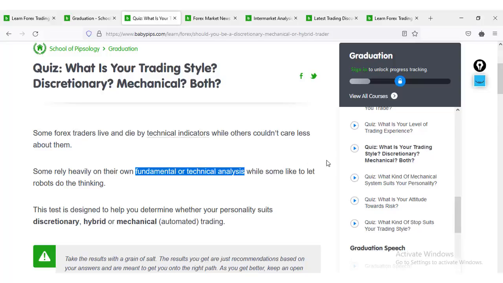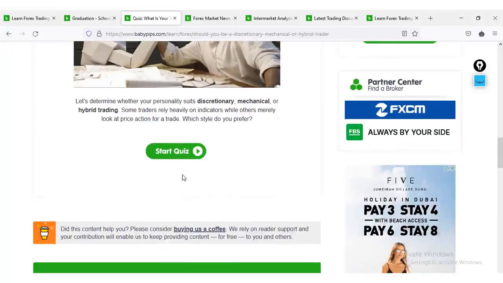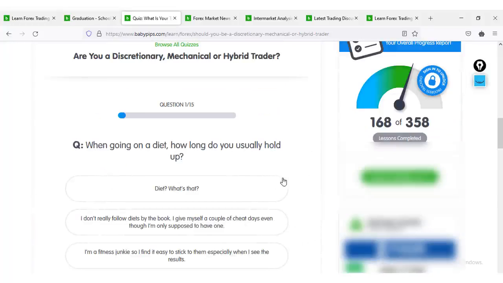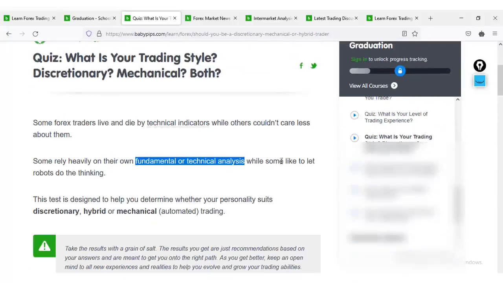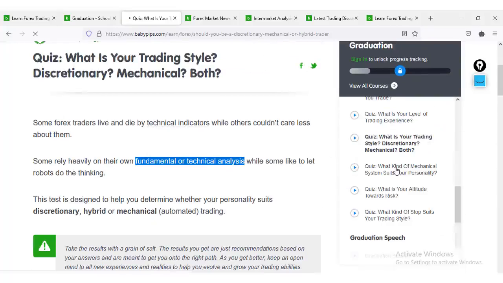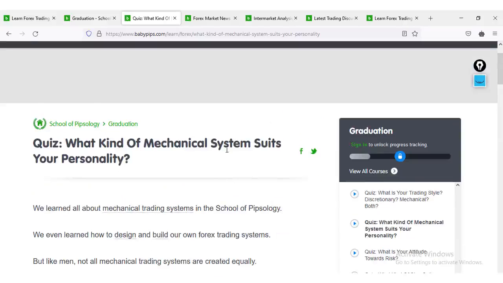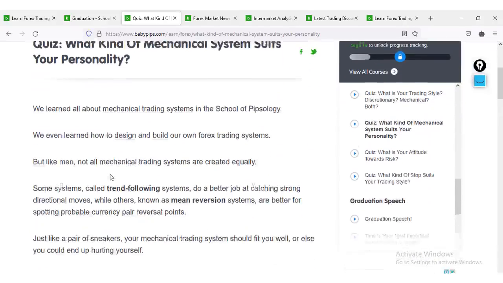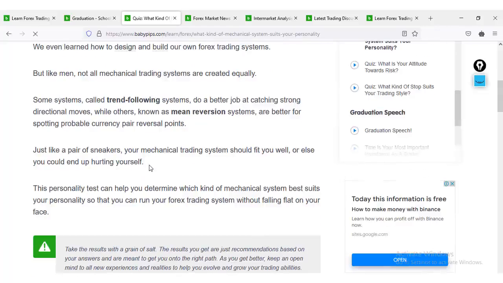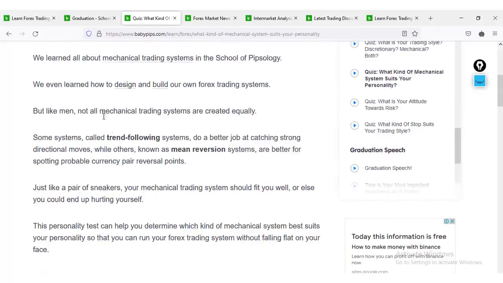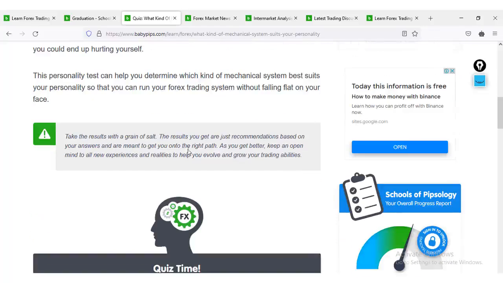Okay, so do this quiz. Guys, do your quiz. Come back down and start quiz. Take all these tests. Do it. Now the next quiz is what kind of mechanical system suits your personality? I like trading the trend following, mean reversion, and all that.